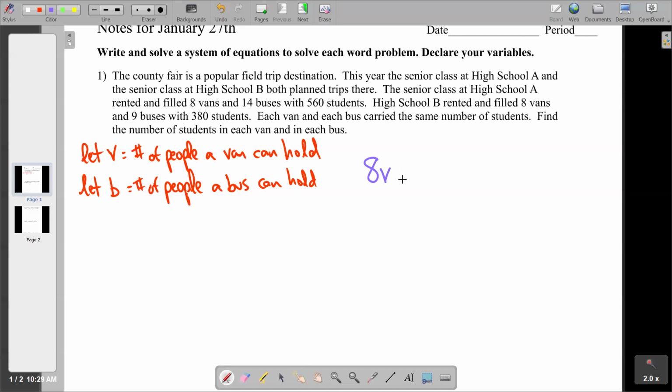If I wanted to know how many students left from high school A to go on this county fair field trip, what would I do? What math would I do with the number of students that rode in vans and the number of students that rode in buses? I'd add them together, right? So yes, let's put a plus sign.